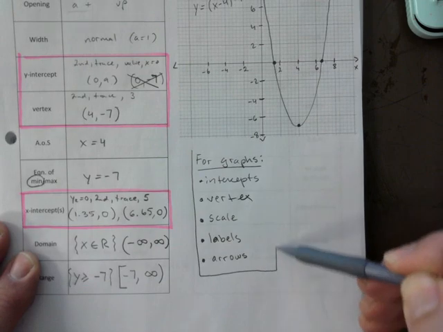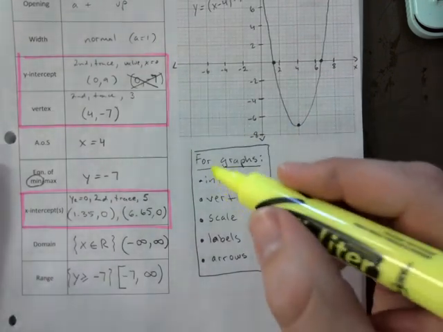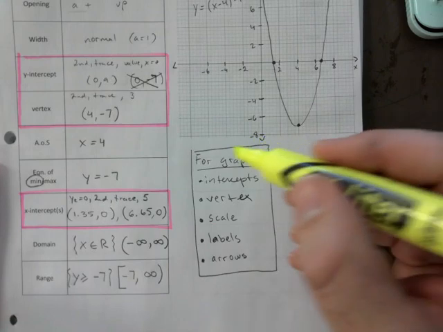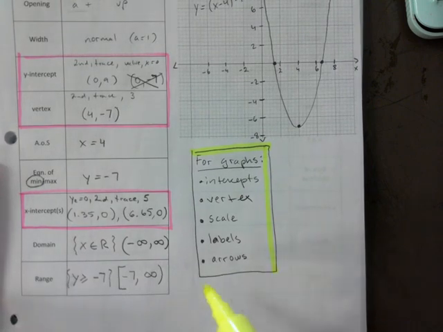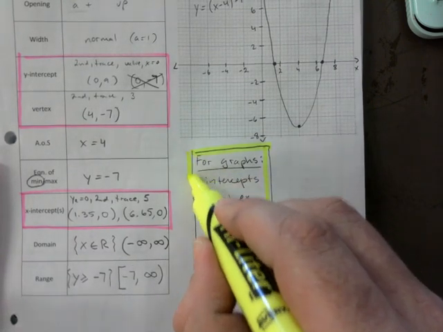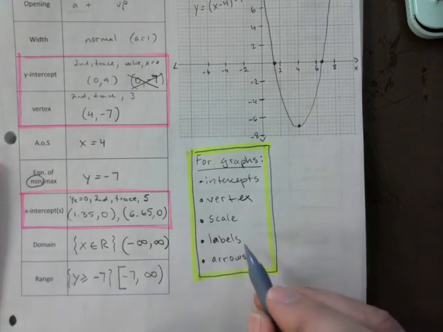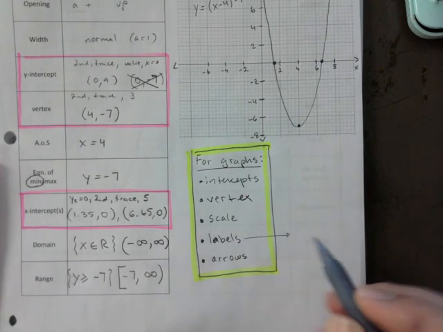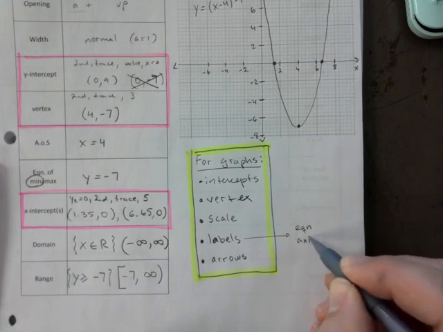This is the list you should have on your study sheet. And by labels, I mean equation and everything, okay? By labels, I'm just going to go arrow out, equation, axes, right?